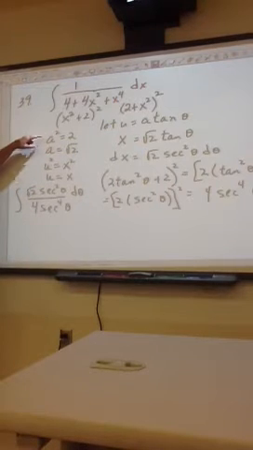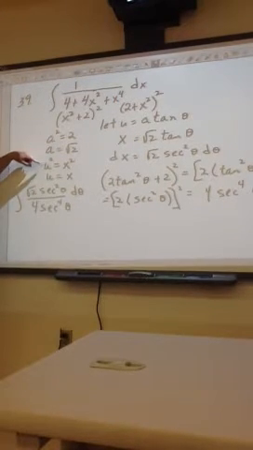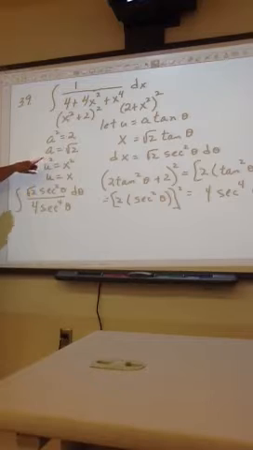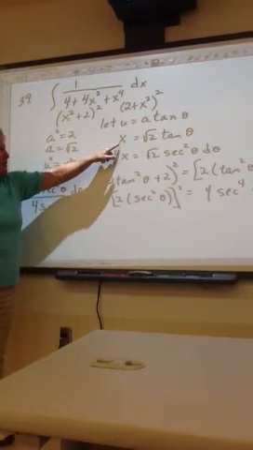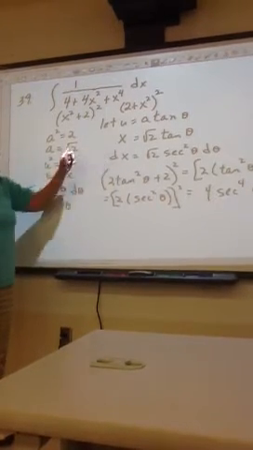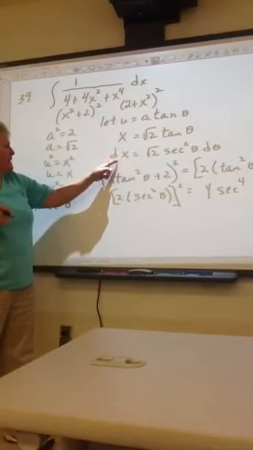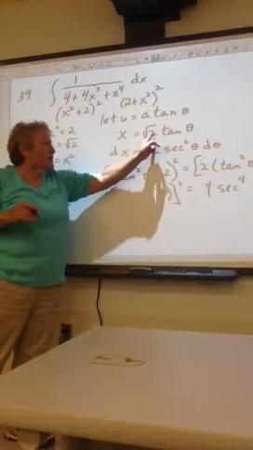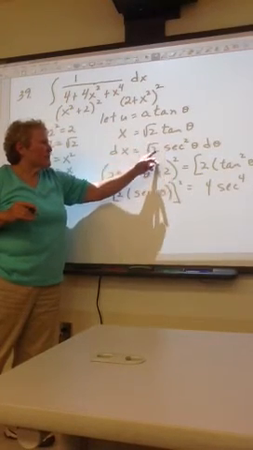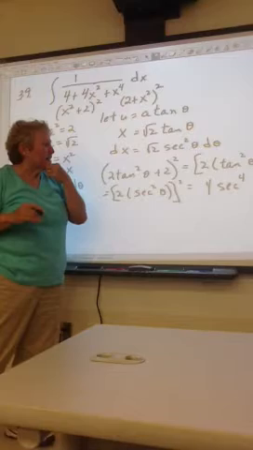So if a squared is 2, a is the square root of 2, and u squared would be x squared. So I'm going to let u, which is x, equal a tan theta. I need an expression for dx. The derivative of square root of 2 tangent would be square root of 2 secant squared theta d theta.